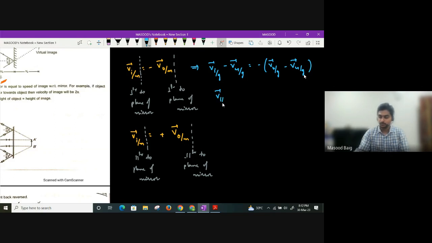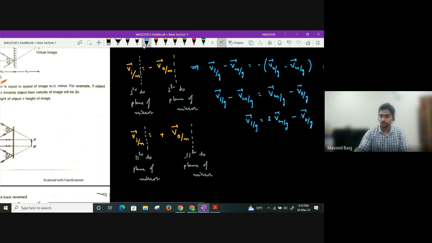What we can write for the velocity of image with respect to ground minus the velocity of mirror with respect to ground is 2 times the velocity of mirror with respect to ground minus the velocity of object with respect to ground. So the velocity of image with respect to ground will be 2 times the velocity of mirror with respect to ground minus the velocity of object with respect to ground, guys. This is again a very important point. I hope it is clear. And these 2 points are valid only for those components which are perpendicular to the plane of the mirror.